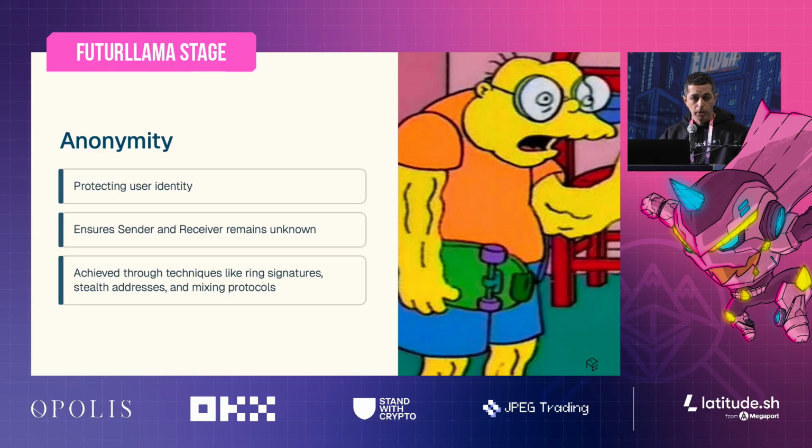I'm not going to talk a lot about anonymity. Actually, I think the previous talk did a good job. But just to make it very, very clear, we're talking about the ability to hide the identity of the user, so the sender and the receivers are unknown, and this is typically achieved through techniques like ring signatures, zero knowledge, stealth addresses, and mixers that are out there. Railgun and a few others are really doing an amazing job in that respect.